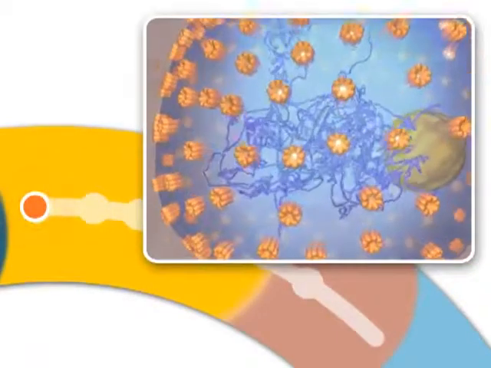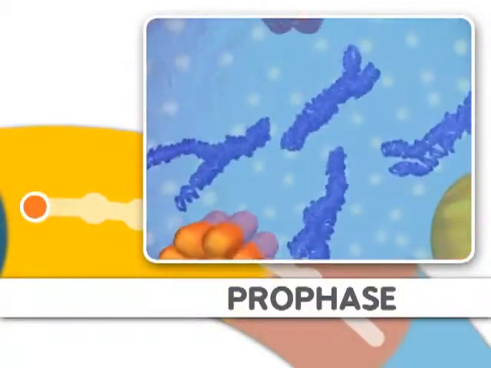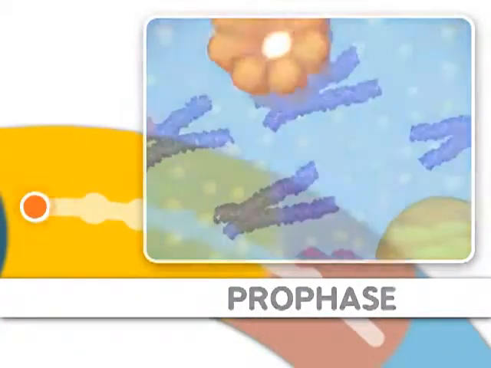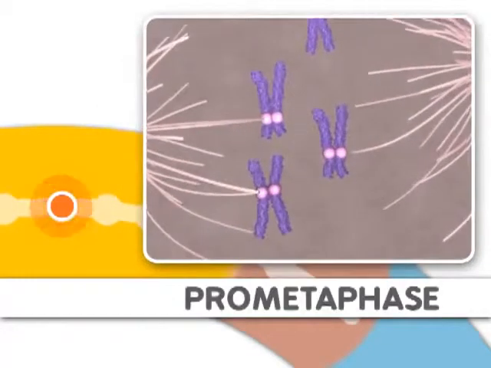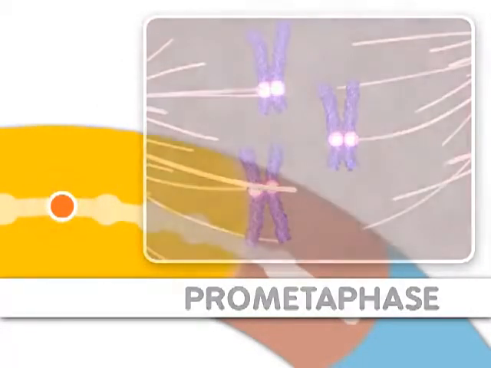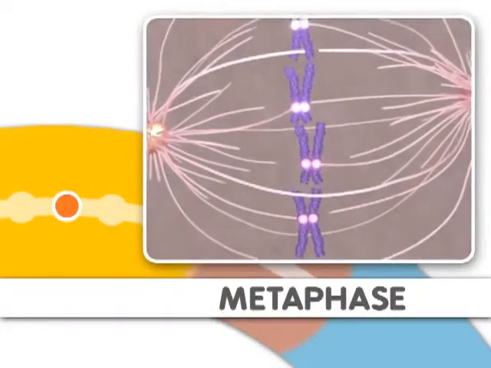The first stage is prophase. The DNA condenses, organizes, and the classic chromosome structure appears. Next comes prometaphase, where microtubules attach to the chromosomes. This step is followed by metaphase, where the chromosomes align.